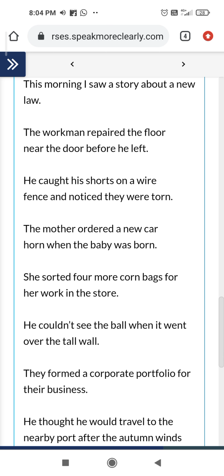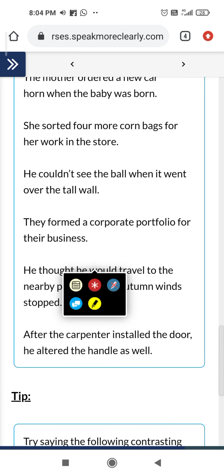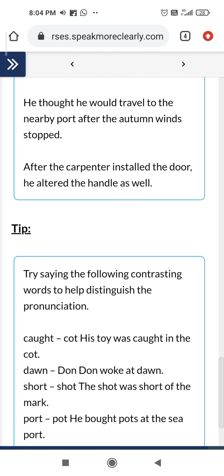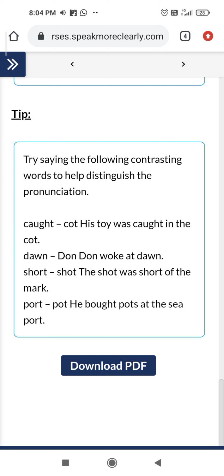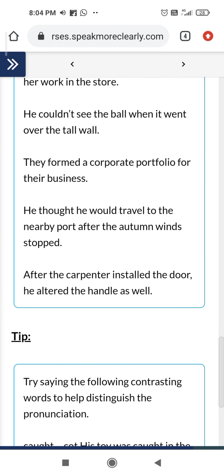He couldn't see the ball when it went over the tall wall. They formed a corporate portfolio for their business. He thought he would travel to the nearby port after the autumn winds stopped. After the carpenter installed the door, he altered the handle as well.